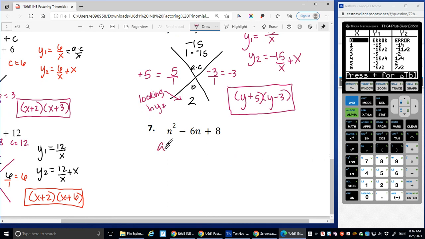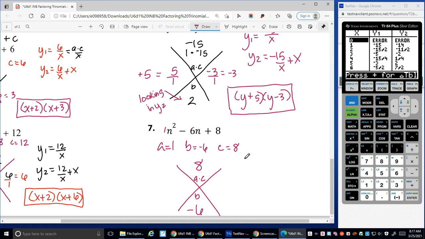Let's identify. A is 1. No coefficient. Coefficient must be 1. B is negative 6. Make sure you bring the sign with it. And C is 8. We're doing the X. B is on the bottom, everything else is on top. So we have negative 6, and we have 1 times 8. I hope it's okay with you if I just say 8, okay?